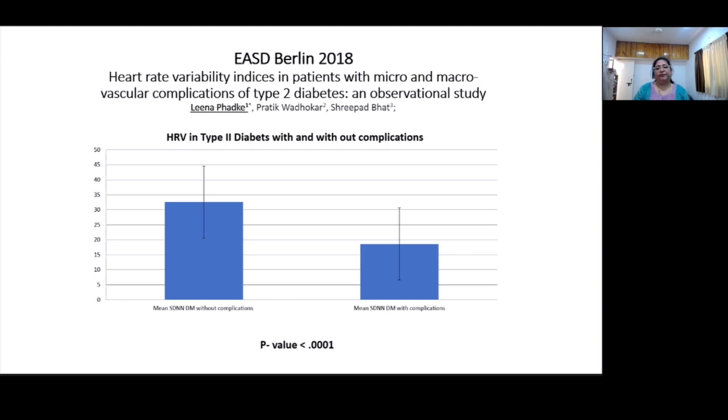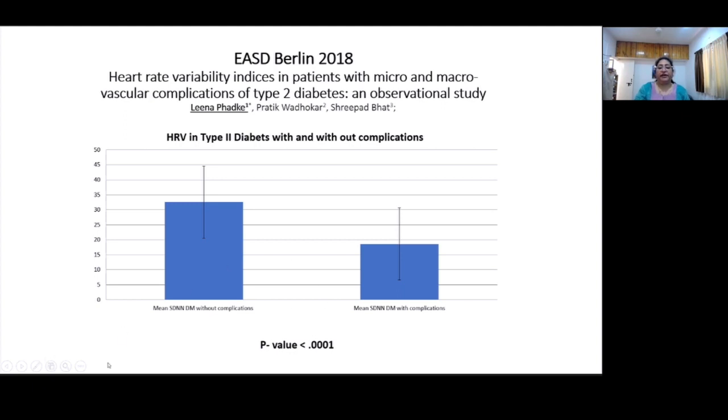At ESD Berlin, we presented heart rate variability indices in patients with micro and macrovascular complications of type 2 diabetes. It was initially an observational study, but over a period of time, we have successfully converted this into a service. Now we are even referring the diabetic patients who come for the CART HRV test, especially those who show reduced HRV without any clinical symptoms. If we find that HRV is too low, then we definitely refer this patient for angiography evaluation.